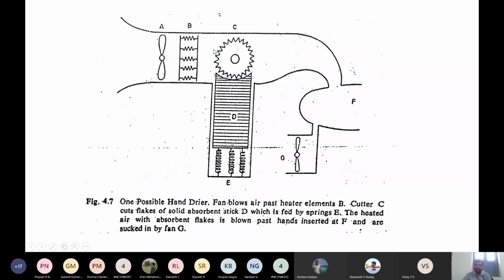Here absorbent is added to the heated air. This cutter will remove some amount of absorbent from the absorbent stick. You can consider it as a soap-like chemical, which acts as an absorbent of moisture content in the hand. That will be removed in terms of flakes, or small particles, that will get mixed with the air.